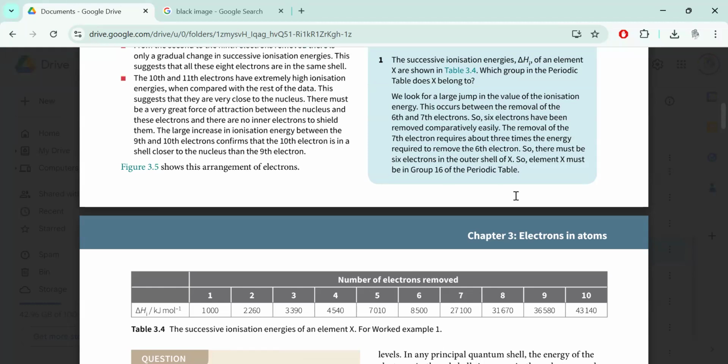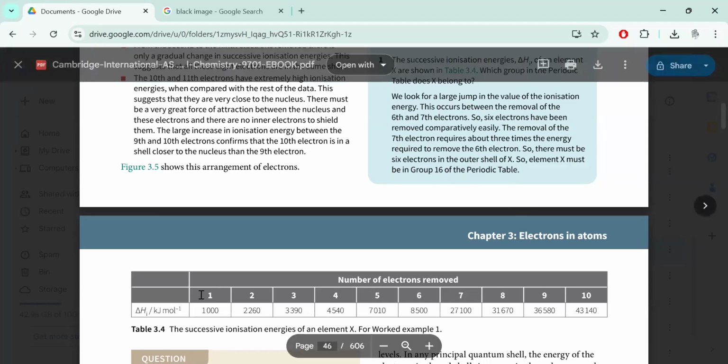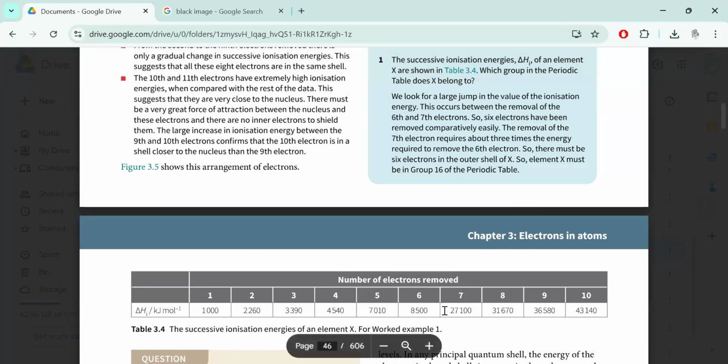You can look up in the periodic table and know how many valence electrons each group has. In group 16, indeed, we have 6 valence electrons. We know that the noble gases, which are in group 18, have 8 valence electrons, which is a full shell. Group 17 is the halogens, and group 16 has 6 valence electrons. Since the big difference is from 6 to 7, meaning that 6 valence electrons can be removed easily, we need to find a group that has 6 valence electrons, which is group 16.